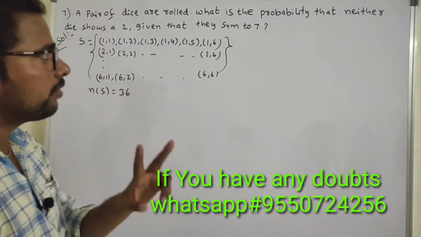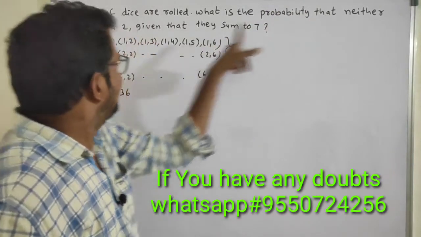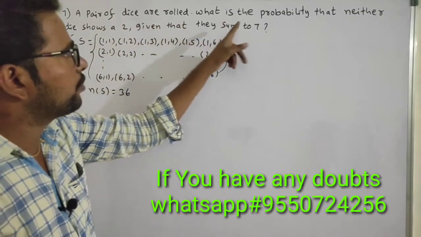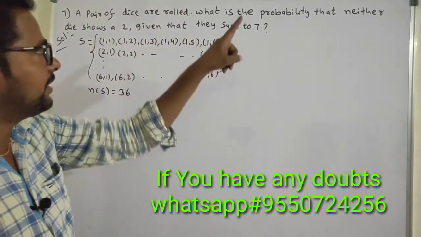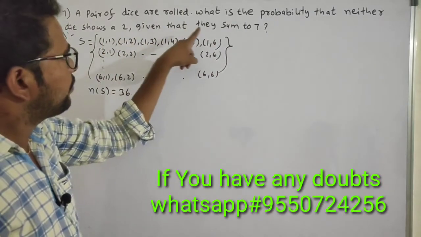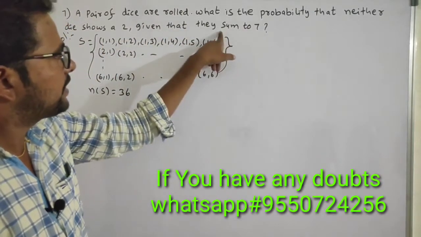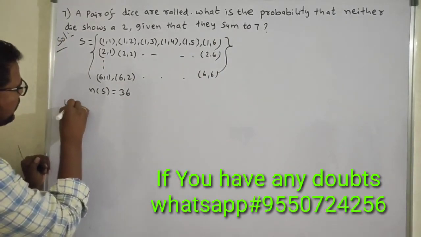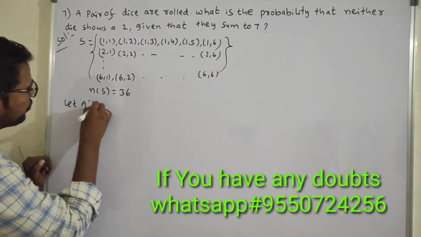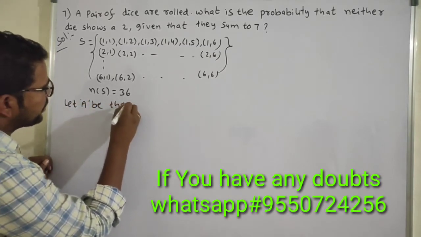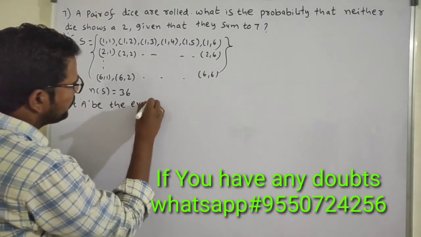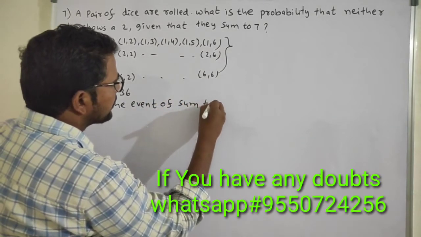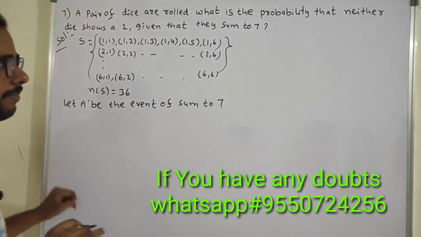In the question we have two events. The first one is neither die shows a 2, and the other is given that they sum to 7. So if we have two events, neither die shows a 2 as one event and sum to 7 as the second event, first take sum to 7 as event A. Let A be the event that the sum is 7, the sum of two dice becomes 7.